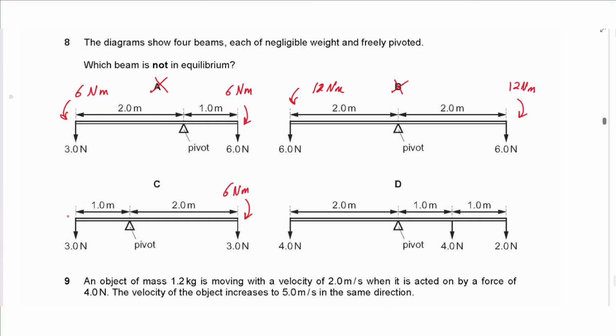And on the other side we have 3 multiplied by 1, that gives 3 Newton meters, which is less than 6 Newton meters, so the answer is C. This one is not in equilibrium.